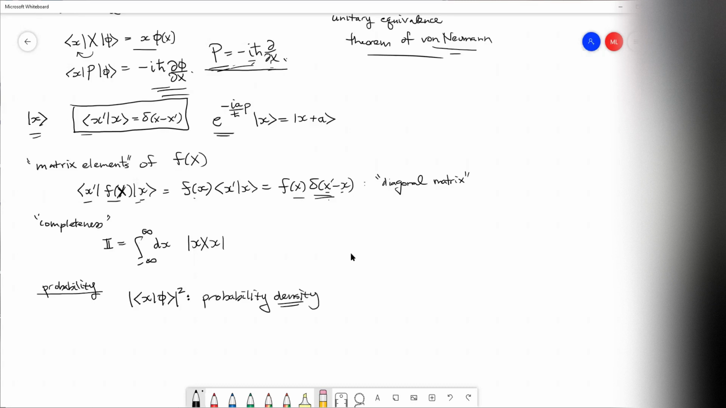It's because, essentially, if you look at any state φ and decompose it using completeness, we stick in here an integral dx |x⟩⟨x|φ⟩. This ⟨x|φ⟩ here is our wave function, as I said. So you see the state itself is not a proper sum over a basis. If you're using this |x⟩ as a basis, then you have to integrate. This is an integral, not a sum.